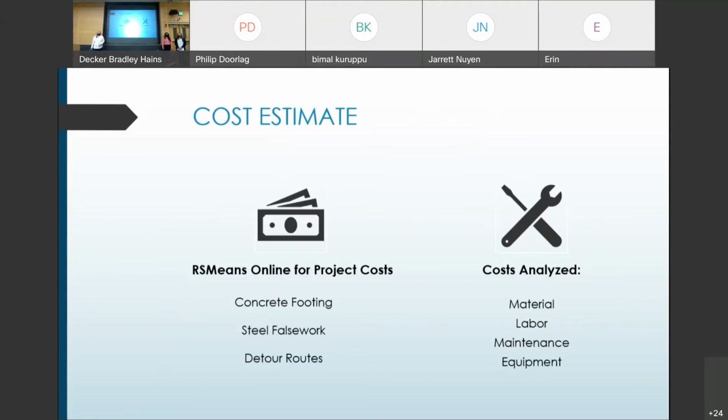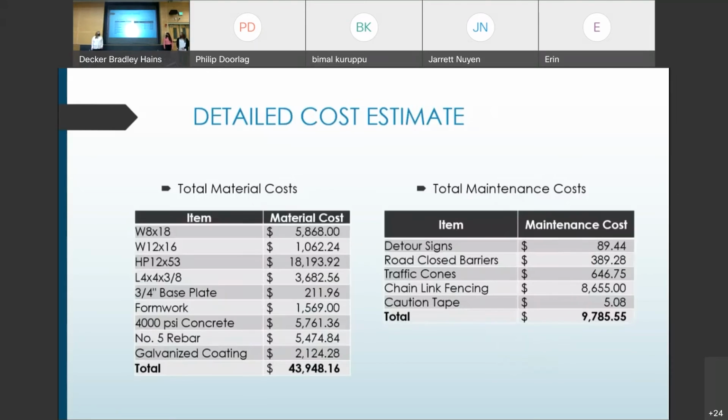Following the completion of the design aspects of the project, the cost estimate was presented. We used RSMeans estimating software to estimate the cost of our concrete footing, steel culvert, and detour routes. Some of the specific costs we analyzed were material, labor, maintenance, and equipment costs. The table on the left shows our total material costs. These are the materials for our steel culvert and our reinforced concrete footing. The total came down to approximately $44,000.